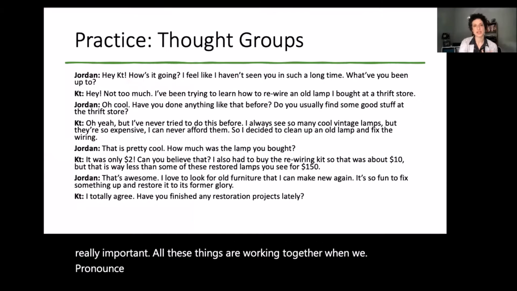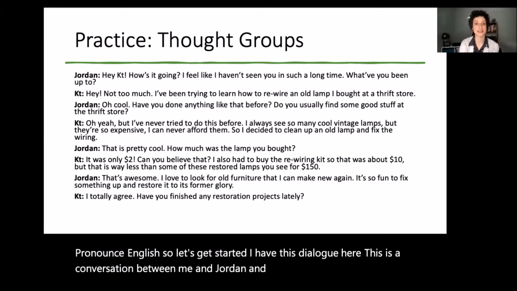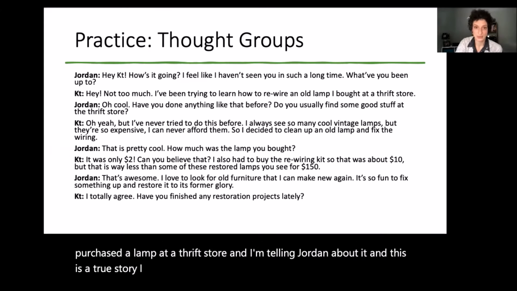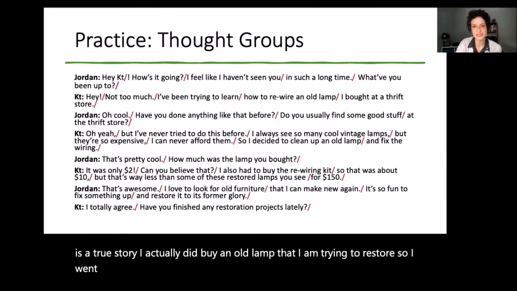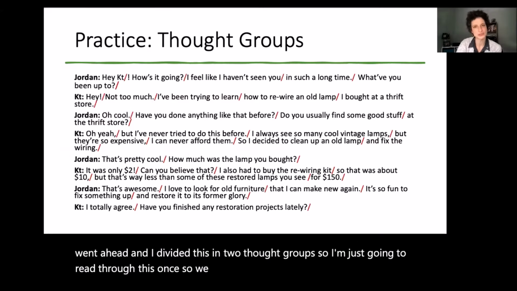So let's get started. I have this dialogue here. This is a conversation between me and Jordan, and we're talking about a lamp. So I purchased a lamp at a thrift store, and I'm telling Jordan about it. And this is a true story. I actually did buy an old lamp that I am trying to restore. So I went ahead and I divided this into thought groups. I'm just going to read through this once so we can feel those pauses.